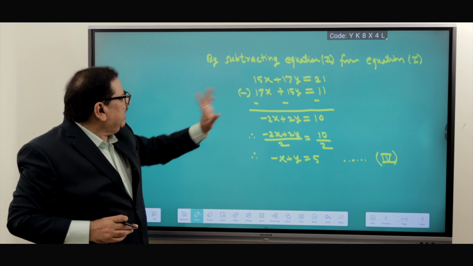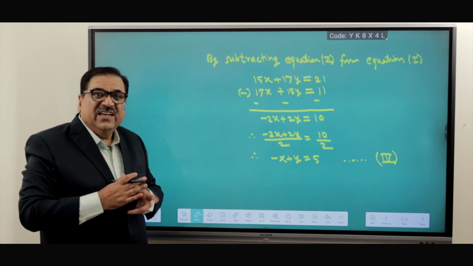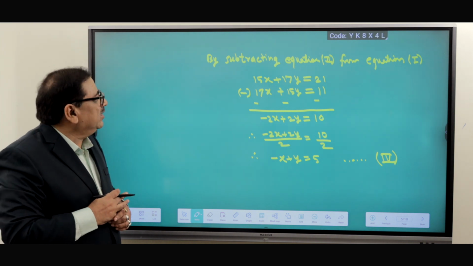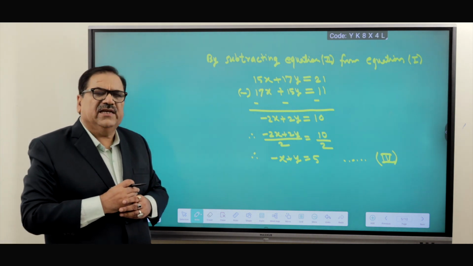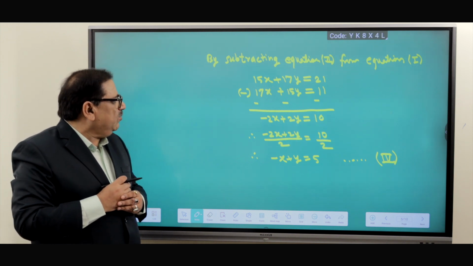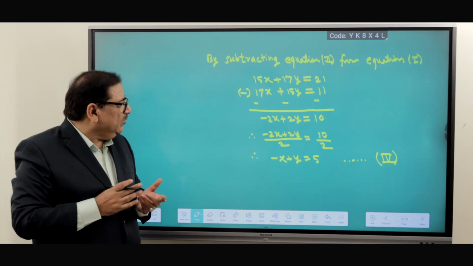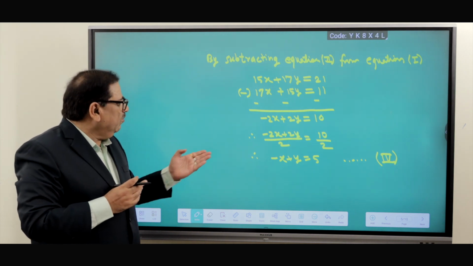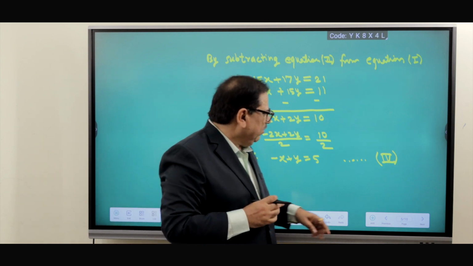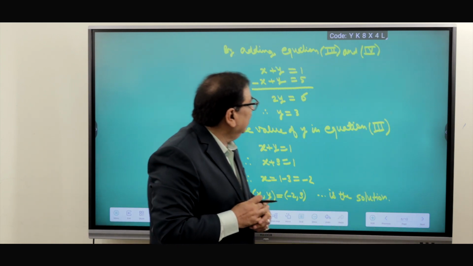Here 15x minus 17x will become minus 2x. 17y minus 15y will become plus 2y is equal to 10. 21 minus 11 is equal to 10. And therefore minus 2x plus 2y upon 2 is equal to 10 upon 2. Dividing both sides by 2, we get minus x plus y is equal to 5. This is our equation 4.